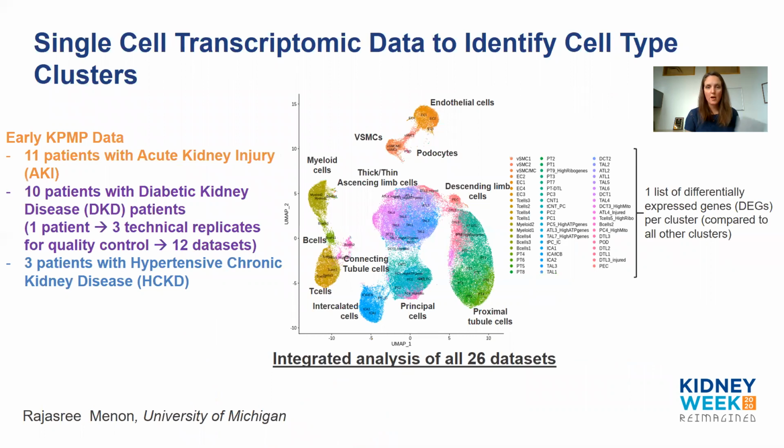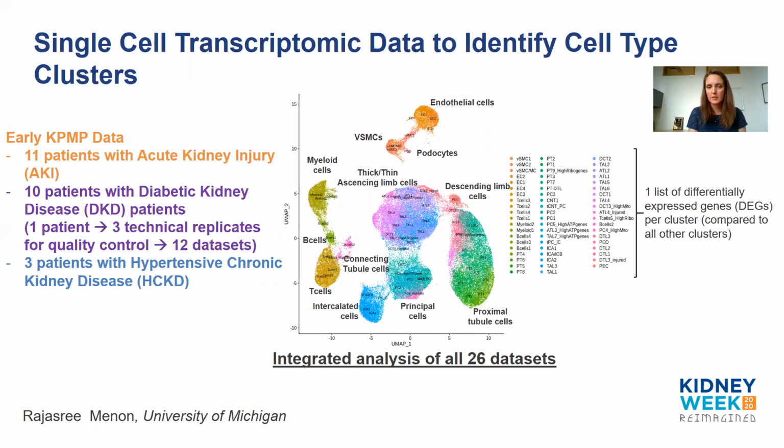So here we will start off with single cell data, although you could start with a number of different data domains. Here you can see that this is an early data set. This data set included 11 patients with acute kidney injury, 10 with diabetic kidney disease, although for one patient we have 3 technical replicates resulting in additional data sets, and 3 patients with what clinically was called hypertensive chronic kidney disease.